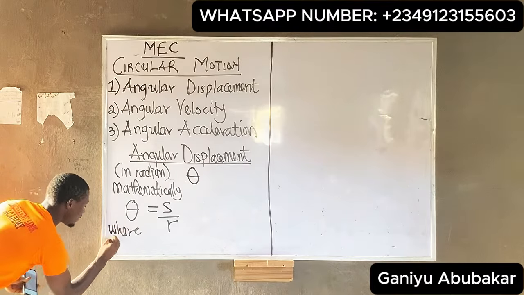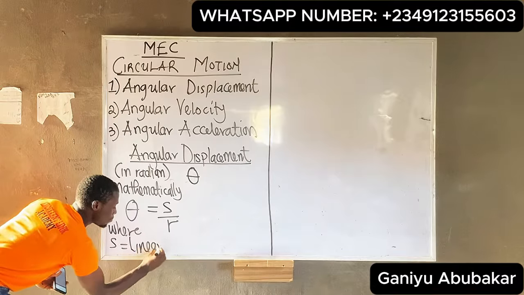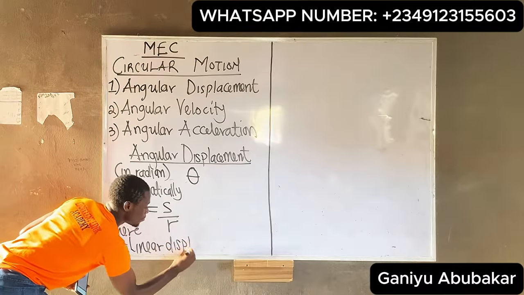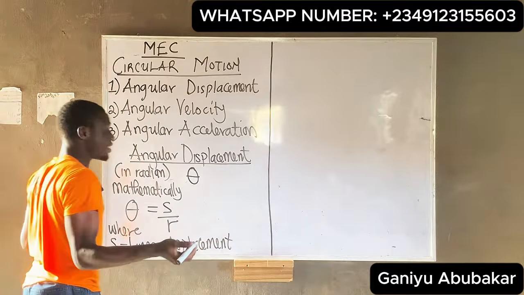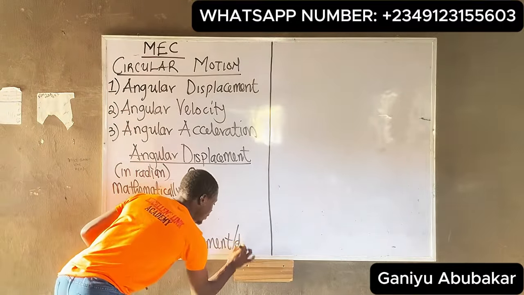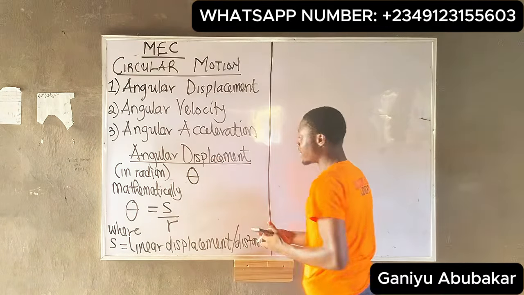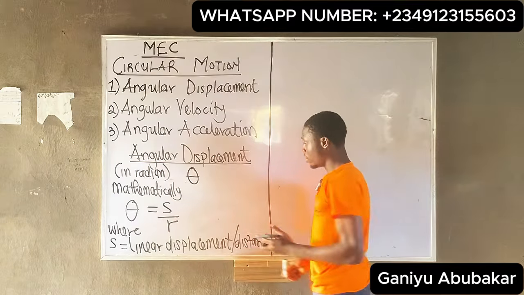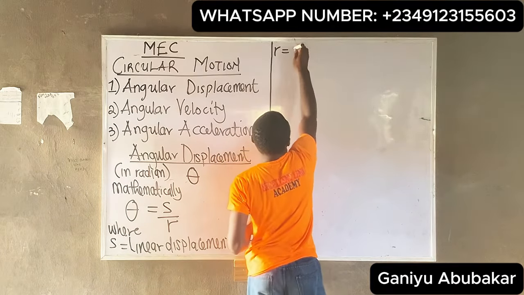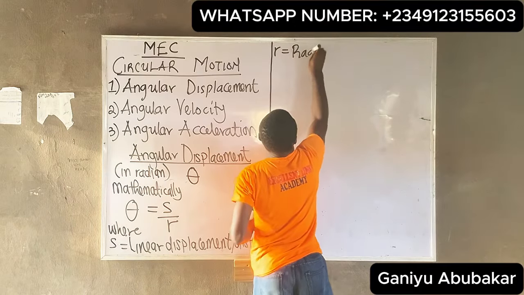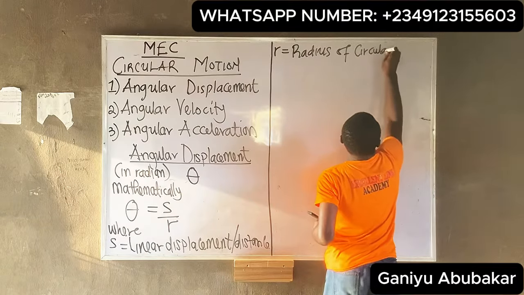Where S signifies, let me give you everything, please. It's called linear displacement. Or you call it distance if you want to. And that's in meters, right? Also, R, we said R is the radius of the circular path, right? The radius of the circular path.